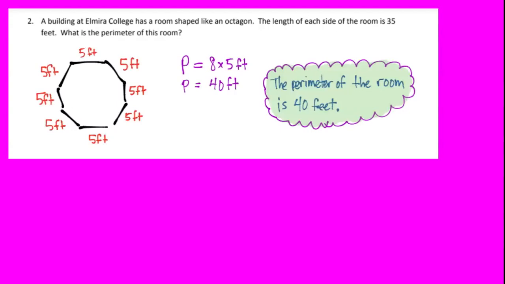5 feet, 5 feet, 5 feet, 5 feet, 5 feet, 5 feet, 5 feet, 5 feet. And since they were all the same, they chose to multiply, but you could have added 5 plus 5 plus 5 plus 5 plus 5 plus 5 plus 5 plus 5 for a total of 40 feet. The perimeter of this room at Elmira College that's shaped like an octagon is 40 feet.